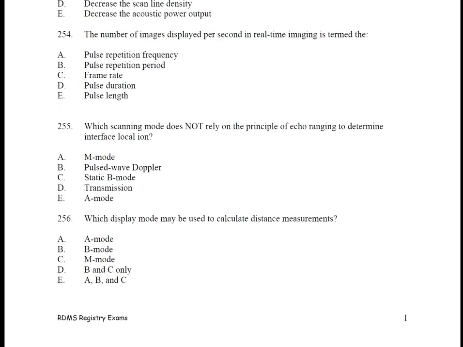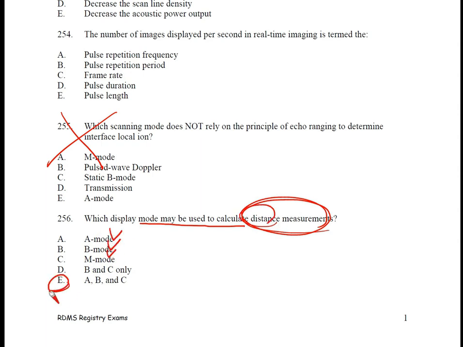Next, let's move on and look at question number 255. This question is not particularly important, so we'll skip it. Let's try solving question number 256. If you look at the question, it asks about which mode can be used to measure distance. You should know that distance can be measured in A mode, B mode, and M mode. So make sure to remember the characteristics of each mode. You can just remember that all three modes here can measure distance.